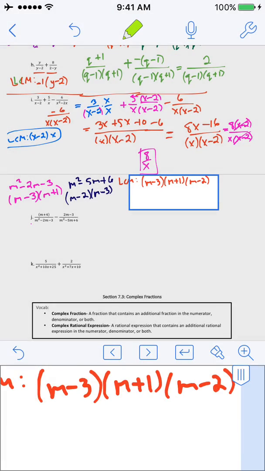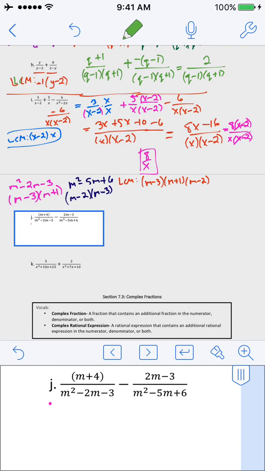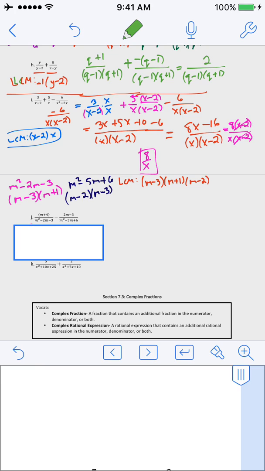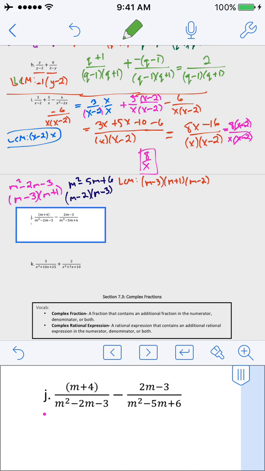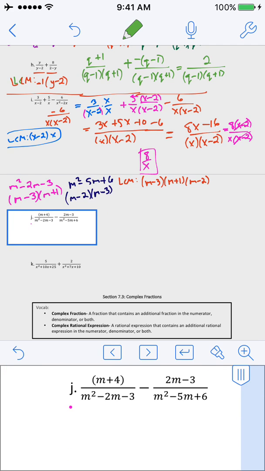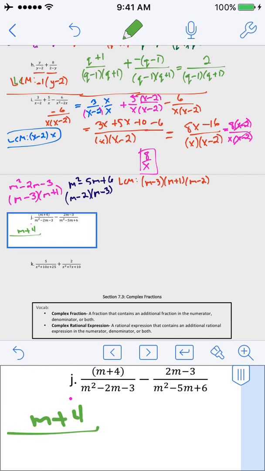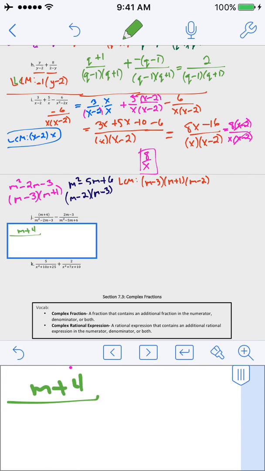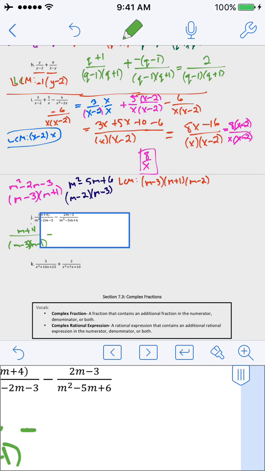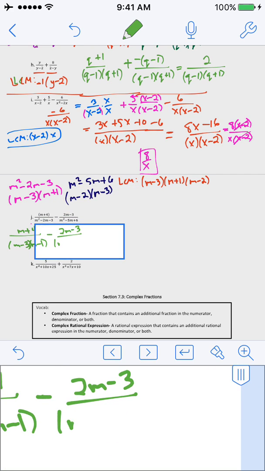Sweet. Next up, I will convert both of these to one fraction, right? So instead of this, I'm going to rewrite it in factored form. So now I have m plus 4 over, instead of this horrible polynomial, what I just factored it to, m minus 3 and m plus 1, being subtracted from 2m minus 3 over what I just factored it to, m minus 2 and m minus 3.